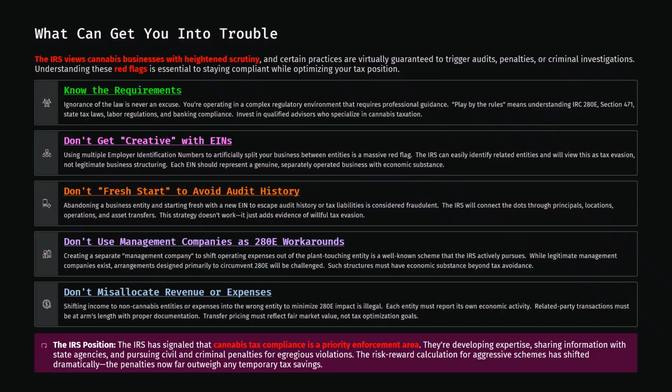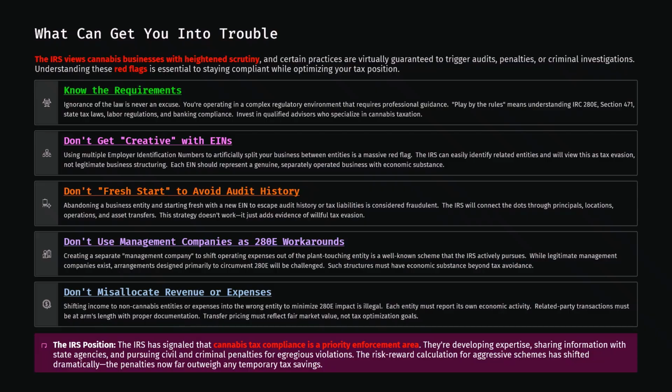So firstly, don't use multiple EINs to artificially split the business. Some operators try to create multiple entities, like one for cultivation, one for sales, one for management, and then claim deductions in the non-cannabis entities. But if the IRS sees these as functionally one business, they'll collapse the entire structure and apply 280E to the whole thing. So that's one thing you definitely want to be careful of.